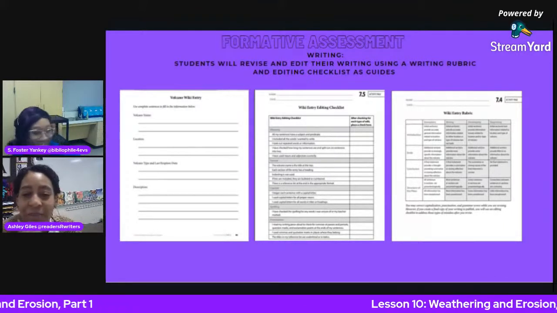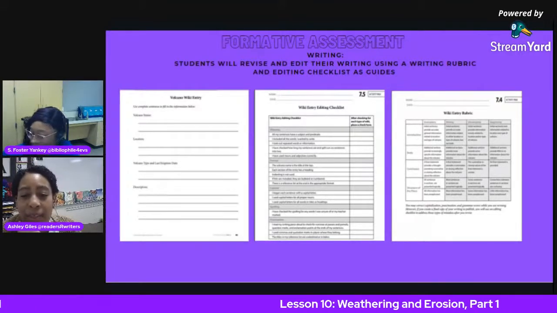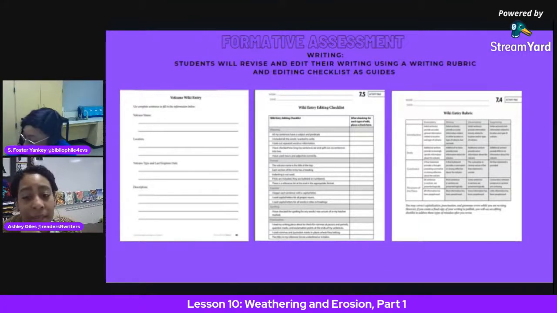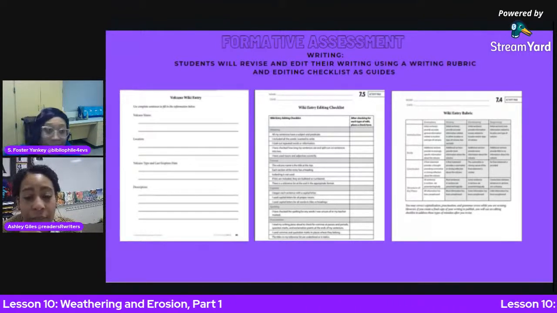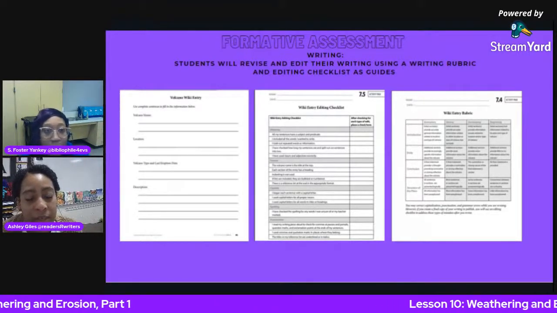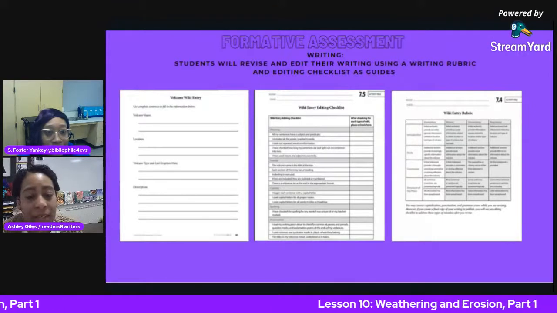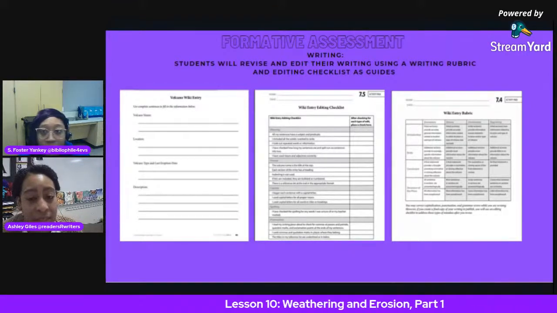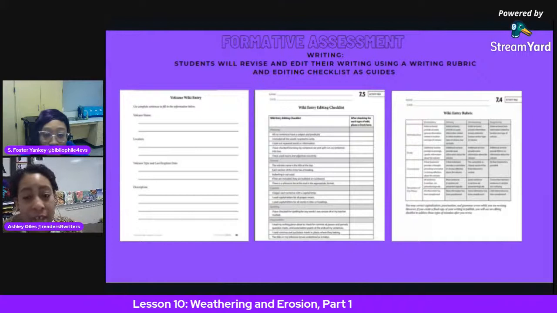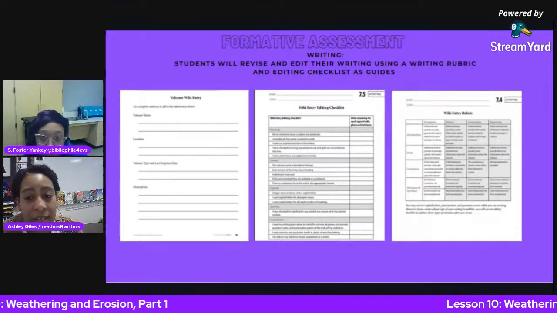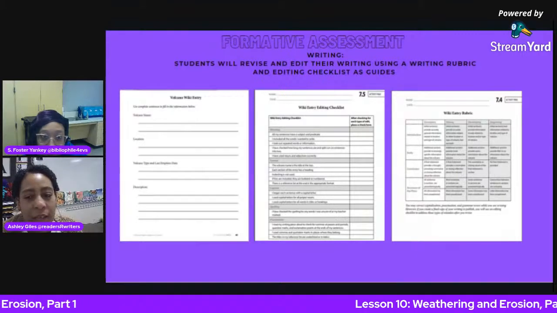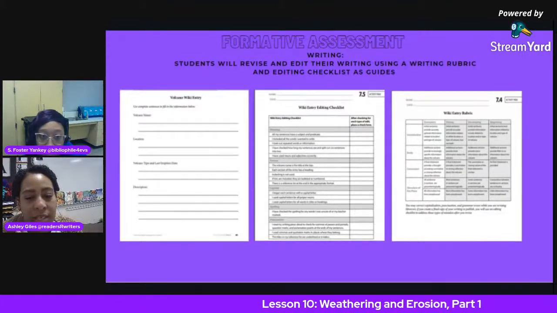There we go. So for the writing assessment, we're spiraling back again. This should look familiar. Remember, they've already gone through the process. They found out what a wiki was. They planned, they drafted, and now students will revise and edit their writing using a writing rubric and editing checklist as guides.